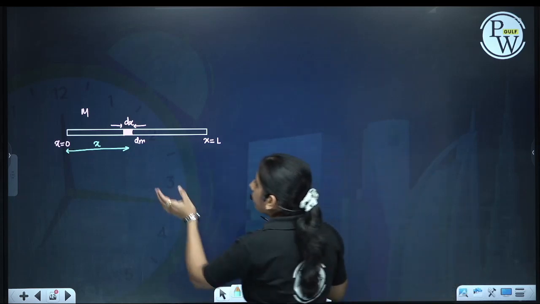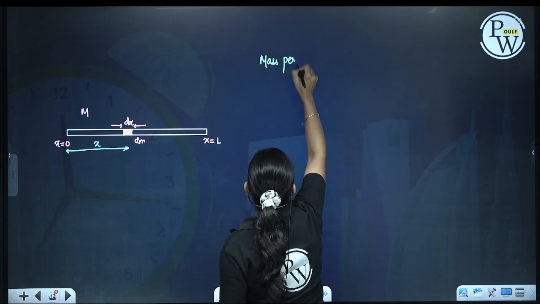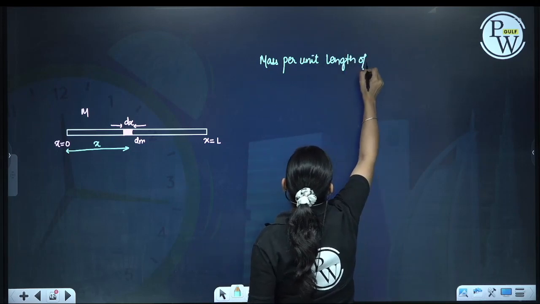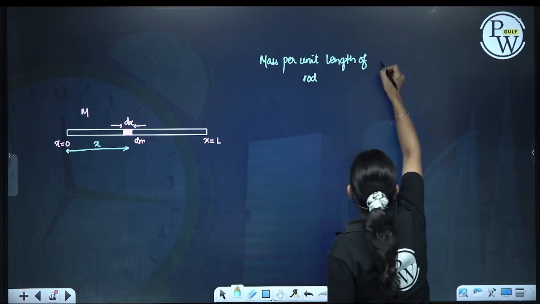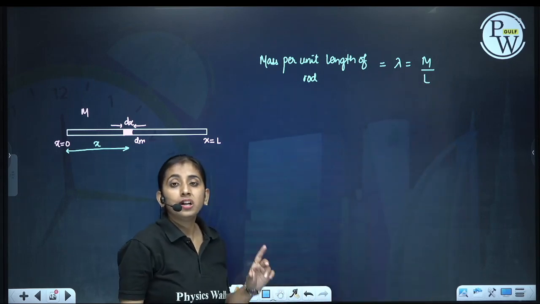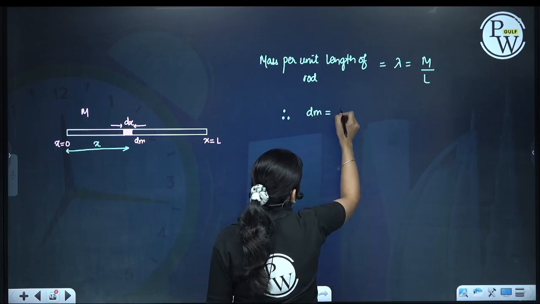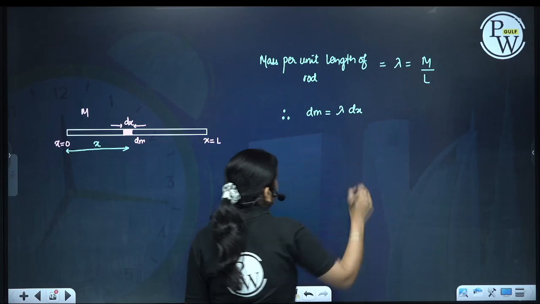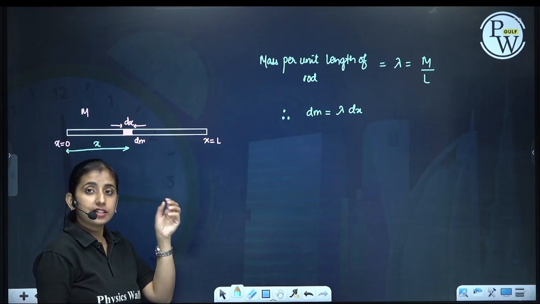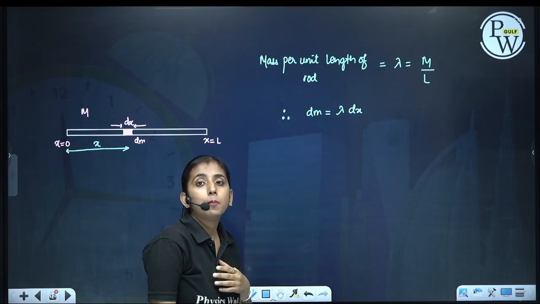Now let us calculate the mass dm first. Mass per unit length of the rod, lambda, will be equal to M by L. So unit length is having the mass M by L. Therefore we can write dm will be equal to lambda into dx. This is the linear mass density, the mass per unit length.